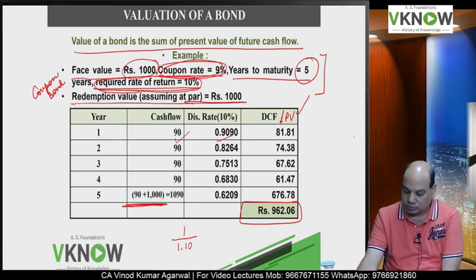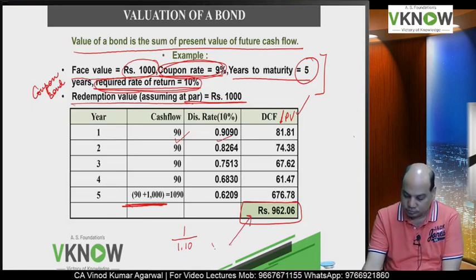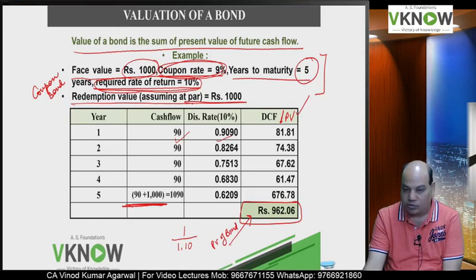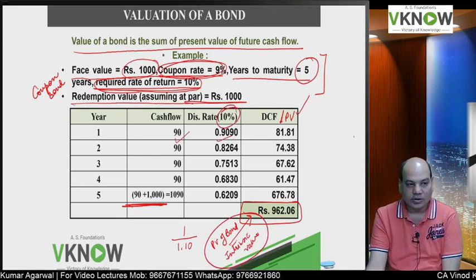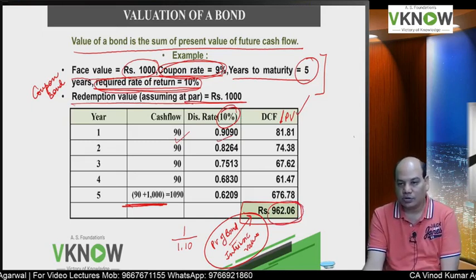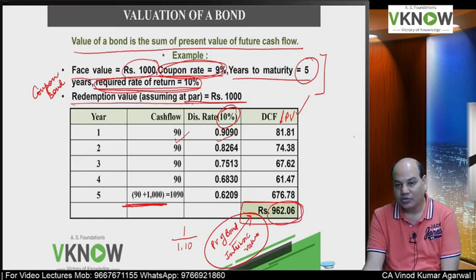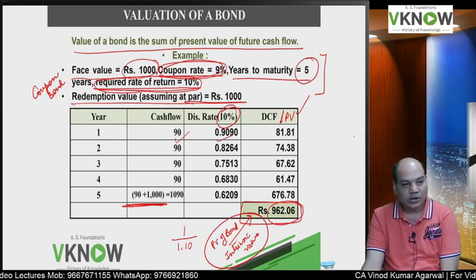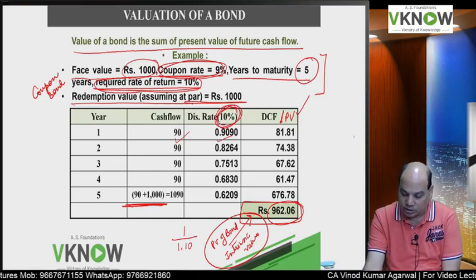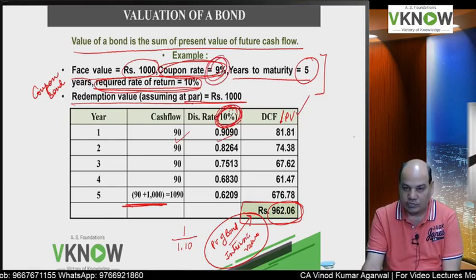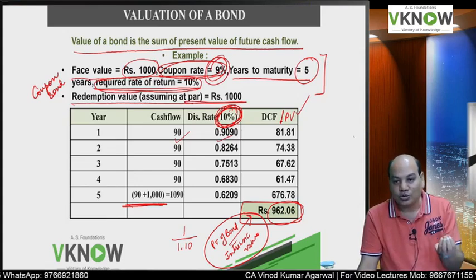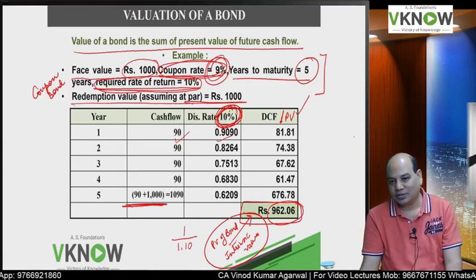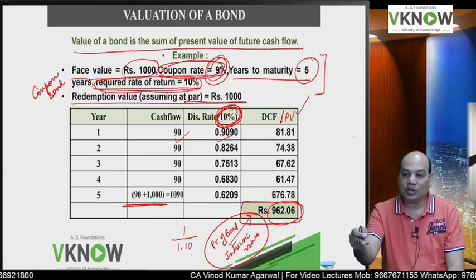So this is called present value of the bond. This is the amount the investor is willing to pay for the bond. It is called intrinsic value of the bond. For a particular investor who wants 10% return, he is going to pay 962.06. He is going to pay less than the face value. Why? He is going to pay less than the face value because he wants 10% return, but the coupon rate is 9. So in order to increase his return, the bond will have to be sold at a discount to this investor whose required return is more than the coupon rate.